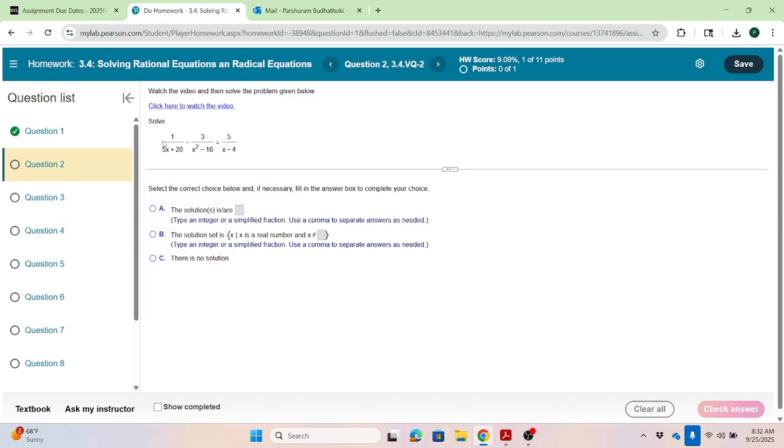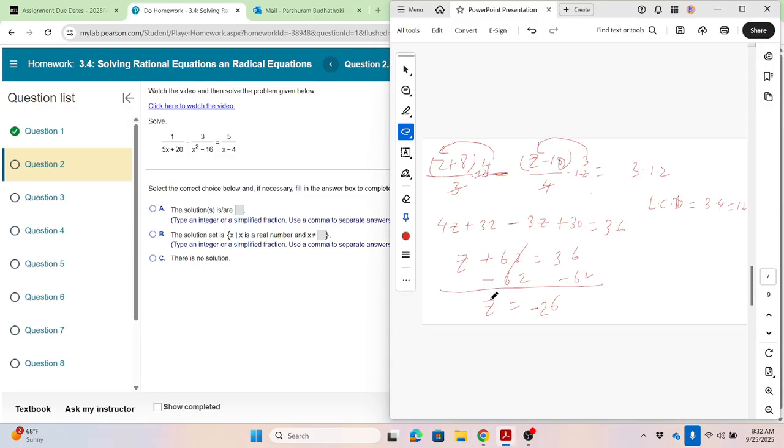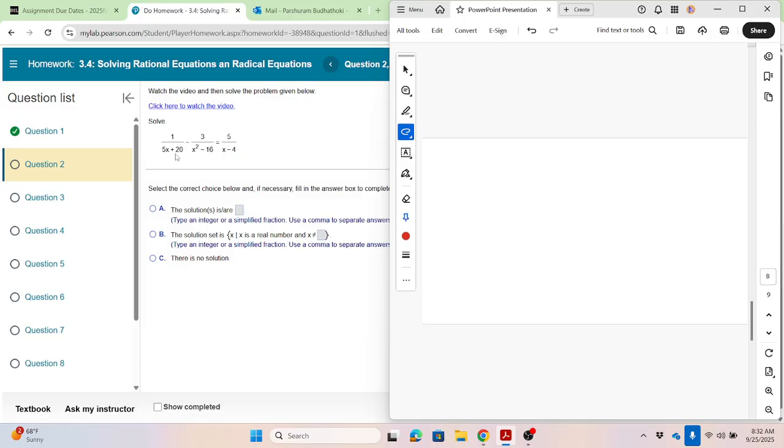Let's look at another problem. Let's say this is the problem we would like to solve. So there are fractions. So first of all, we need to find out LCD. So focus on the denominator, which is, if I factor out 5 from the first one, that would be x plus 4 minus 3 over, we need to factor out all the denominators first. The factors of x squared minus 16 are x plus 4 and x minus 4. And then other side, there is a 5 over x minus 4. There is nothing you can do.